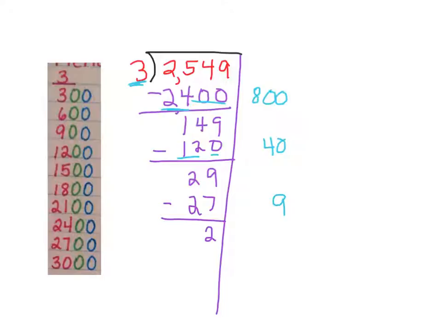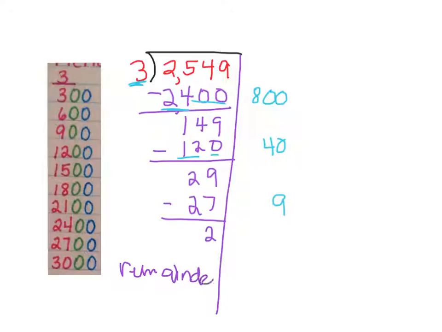Then I have to think. This is where the thinking is required. I'm left with 2 here. Is 2 big enough for me to take a group of 3 out of it? If I had 2 apples, could I make a group of 3? No. So what I have here is 2 is my remainder. The remainder just means it's the part that's left over.